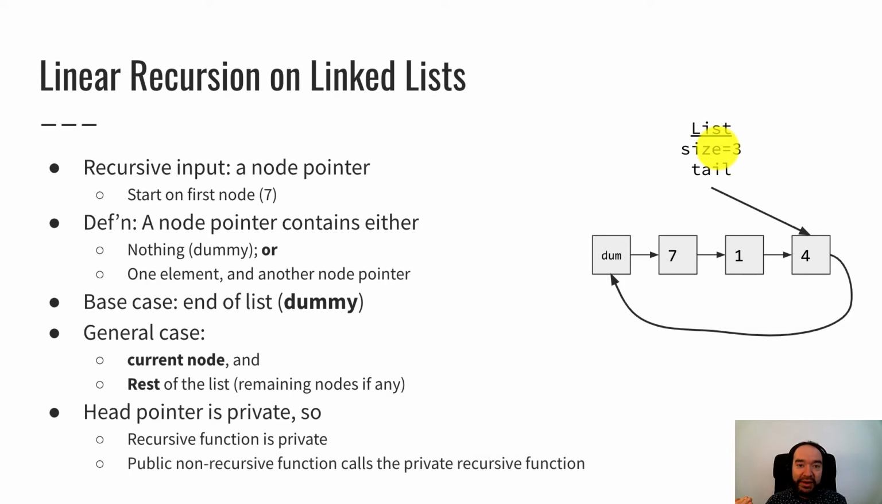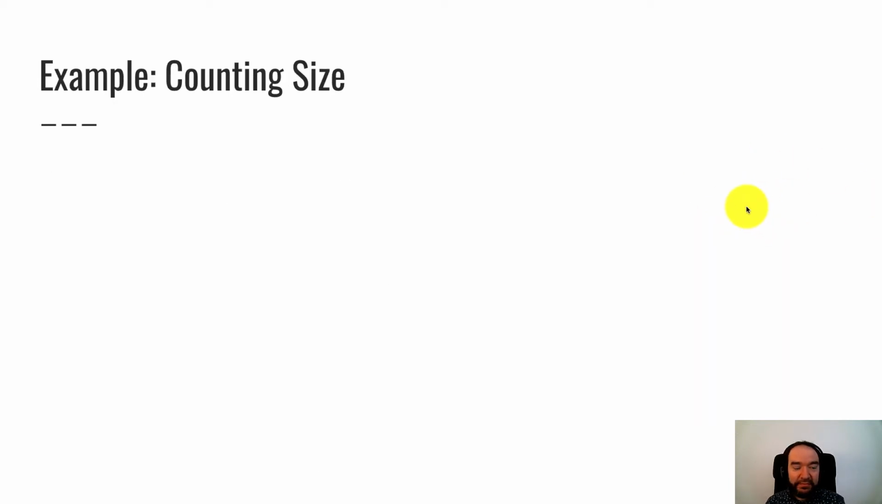So a workaround, it's a little clunky, but it works, is that we'll have to make our recursive function a private data member that takes a node pointer, and then there will have to be a public function that's not recursive. It just calls the recursive function to get it started using the tail pointer that points at a node. Okay, let's look at a concrete example to put this together.